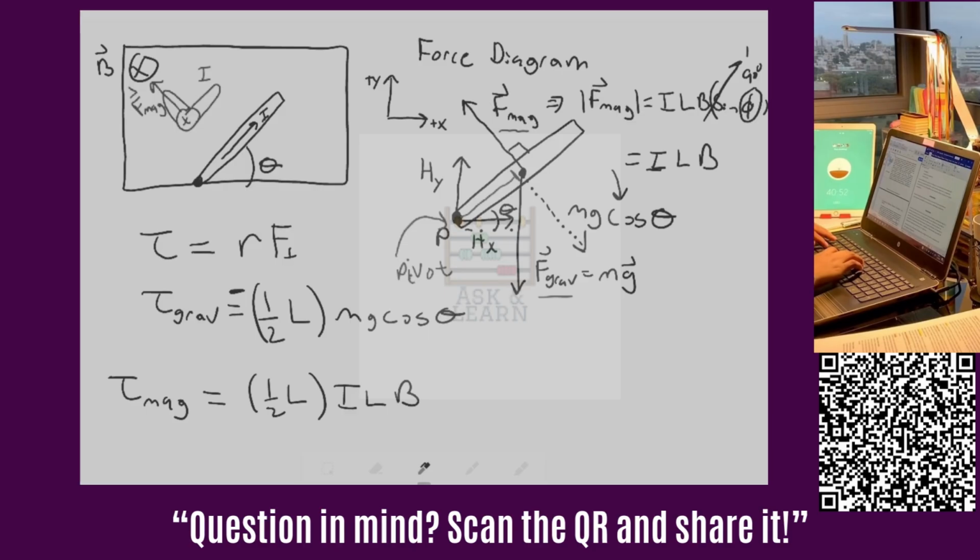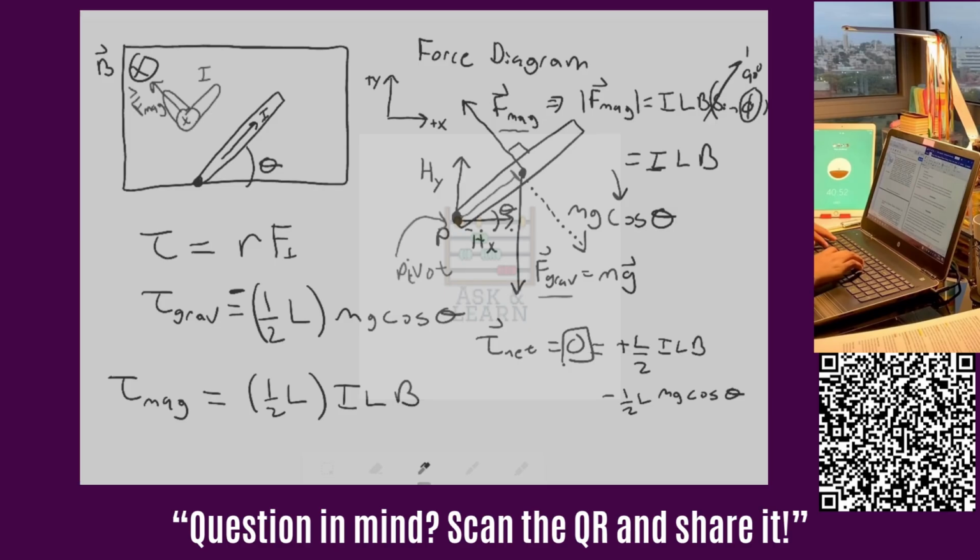Okay, so because this object is not accelerating or changing the way it rotates, that means the net torque acting on this system must be 0. So all of the torques acting on this must add up to 0, and therefore the positive torque from the magnetic force, because this force is trying to make this thing rotate counterclockwise, L over 2 ILB, added together with the negative 1/2 L mg cosine theta must add up to be 0, because the two torques from these two forces must balance out.